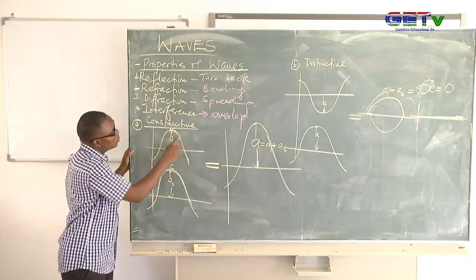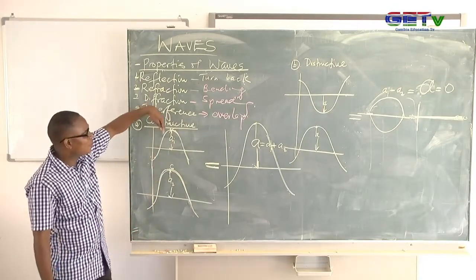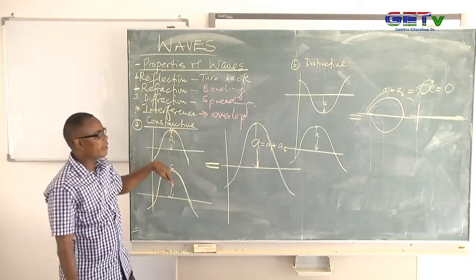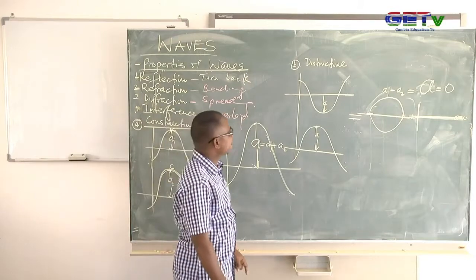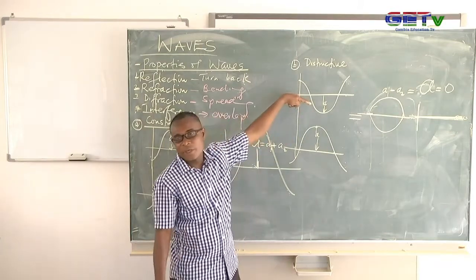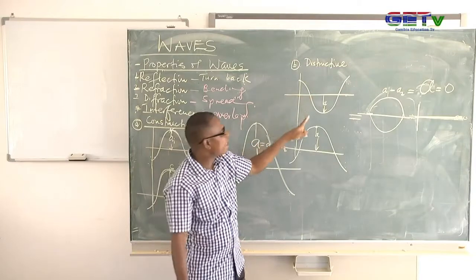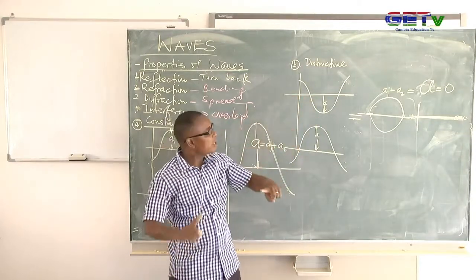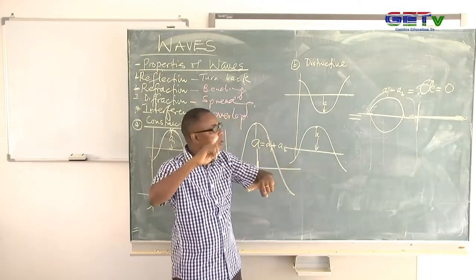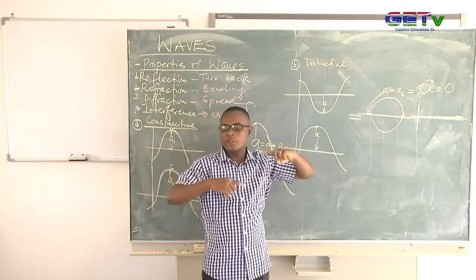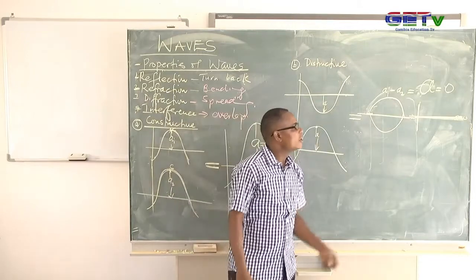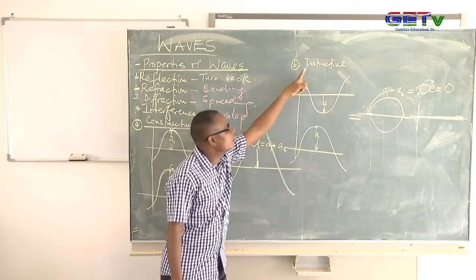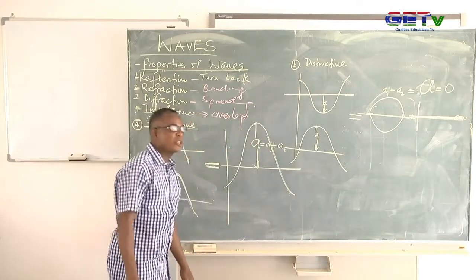I said constructive interference is when a crest comes on top of another crest. So we have overlapping crest upon crest. But destructive interference is when the crest of one wave comes on top of a trough of the other, meaning the maxima of one wave comes on top of the minima of the other wave. And when that happens, the crest and the trough cancel each other, and you get a wave with zero amplitude. That's called destructive interference.